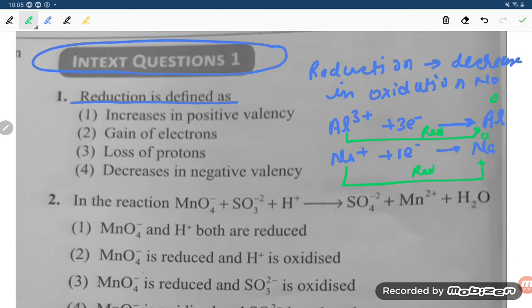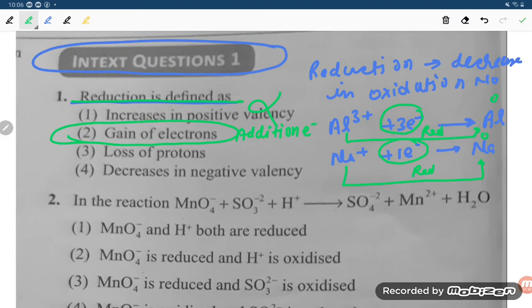What is this, student? Reduction. But how is it taking place, student? By addition of electron. So the statement that reduction is defined as increase in positive charge is wrong, that is oxidation. Reduction is gain or addition of electron. So the correct option in this question is option number 2, student.